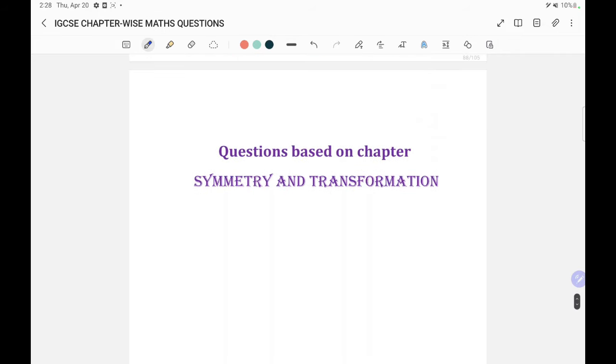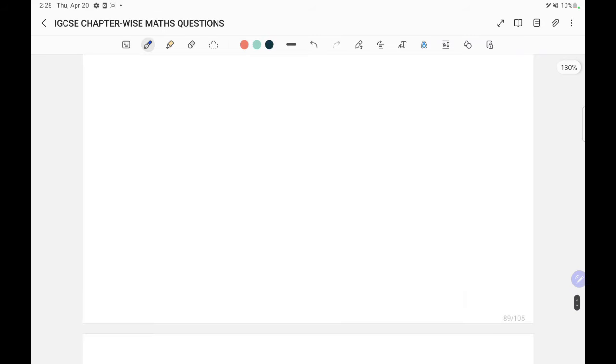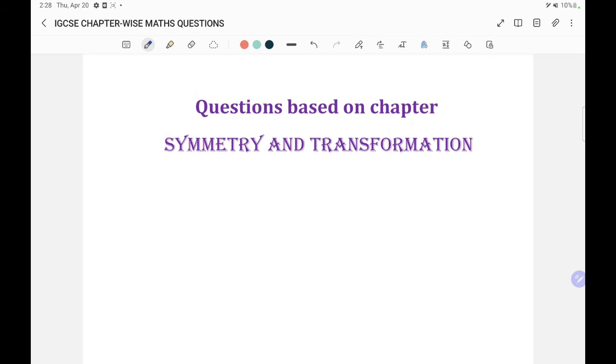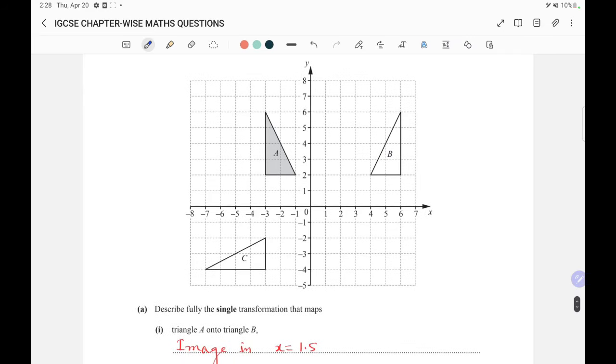Now symmetry and transformation. So here I will try to explain without tracing paper, but if you need explanation with the help of tracing paper, then write in the comment box. I will prepare another video for this symmetry and transformation. Now to question number 1.